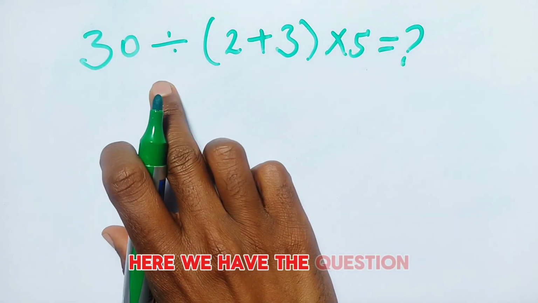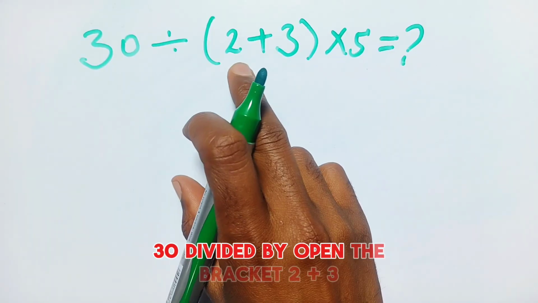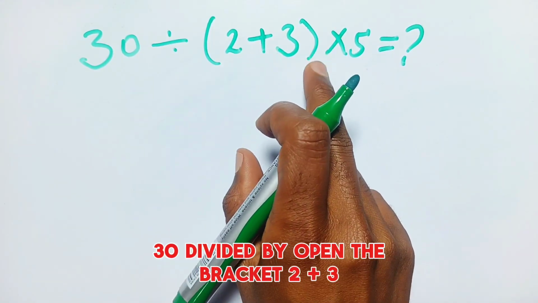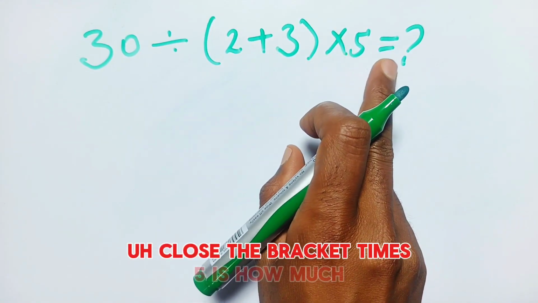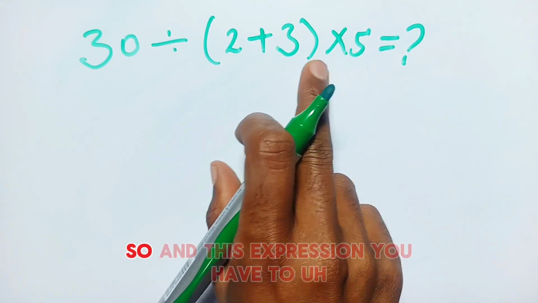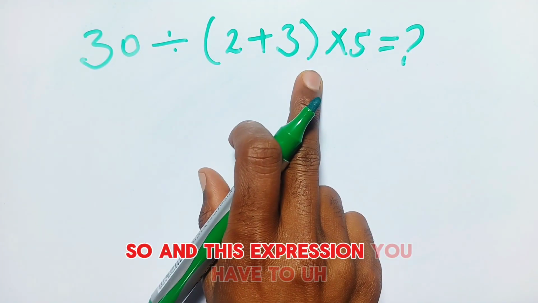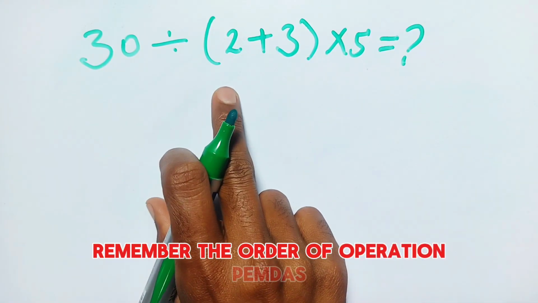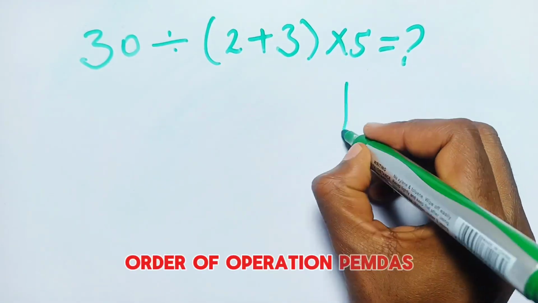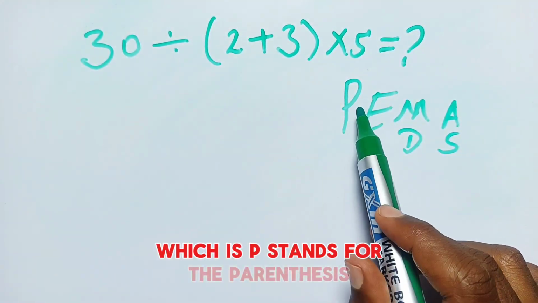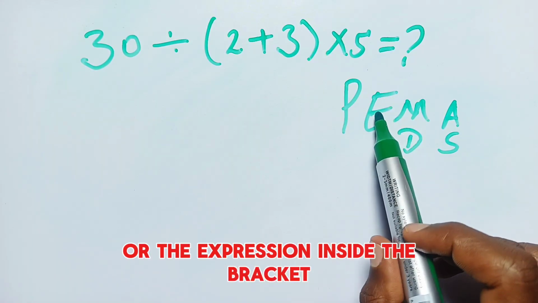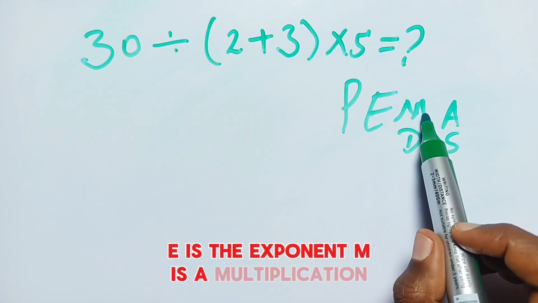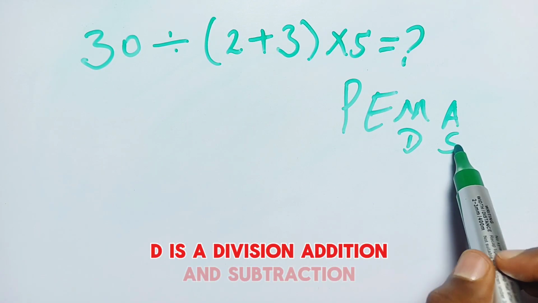Here we have the question: 30 divided by (2 plus 3) times 5 is how much? So in this expression you have to remember the order of operations, PEMDAS. P stands for the parentheses, or the expression inside the brackets, E is the exponent, M is the multiplication, D is the division, then addition and subtraction.